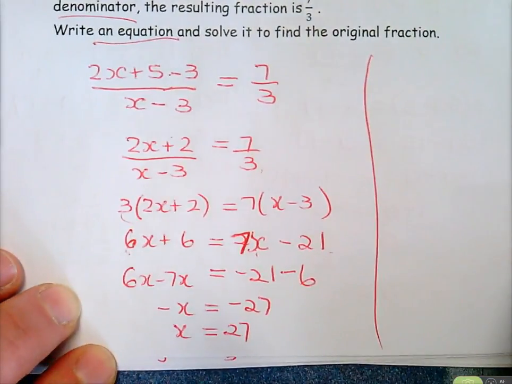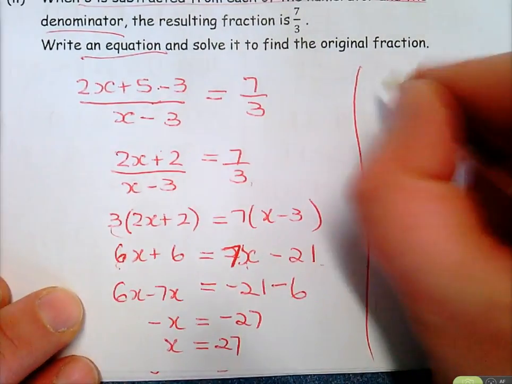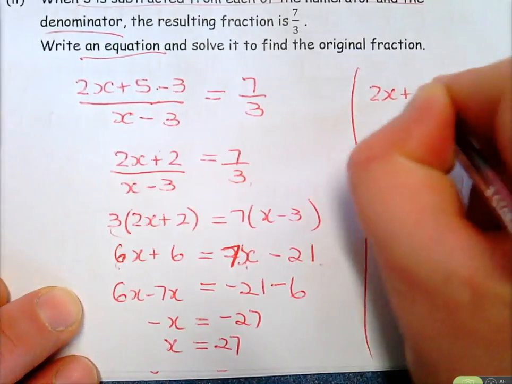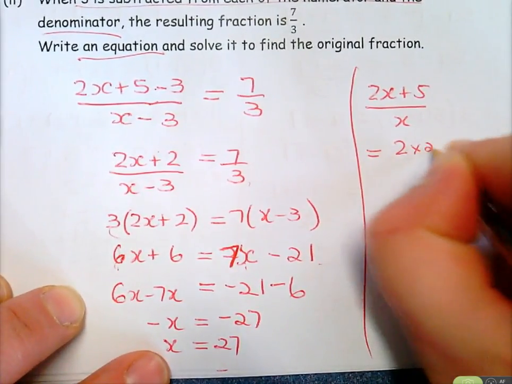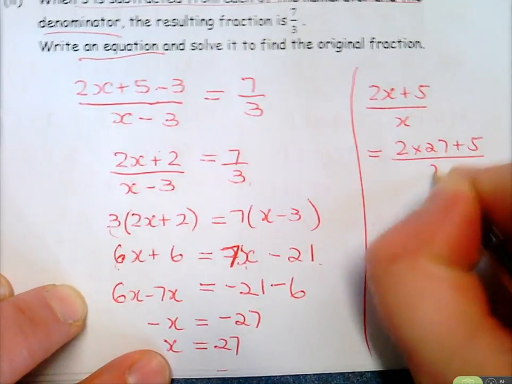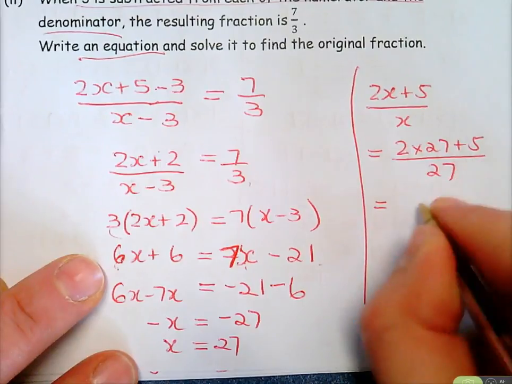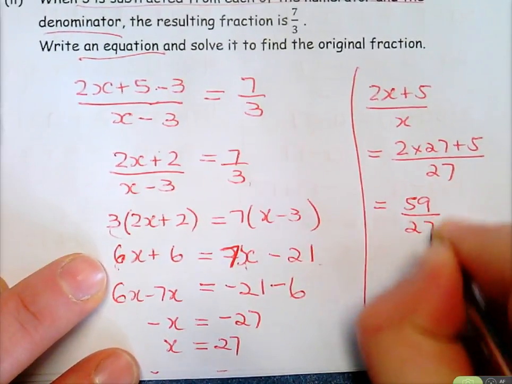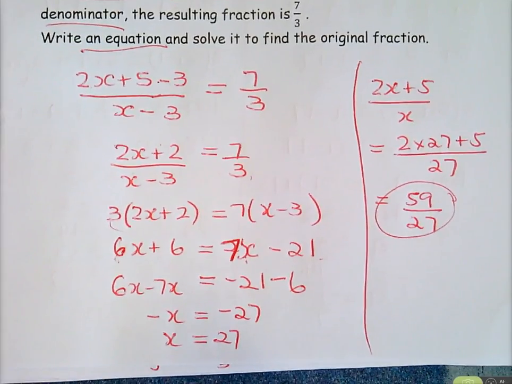So now it says, a lot of people forgot to do this. They forgot to find the original fraction. Well, we know the fraction is 2x plus 5 over x. If x is 27, it becomes 2 times 27 plus 5 over 27. 2 times 27 is 54 plus 5 is 59 over 27. That's your original fraction, 59 over 27.